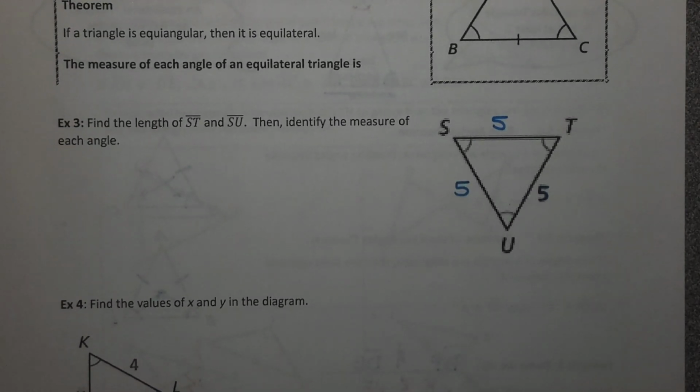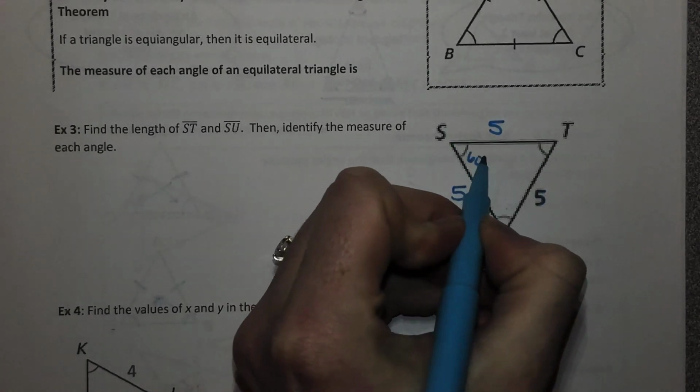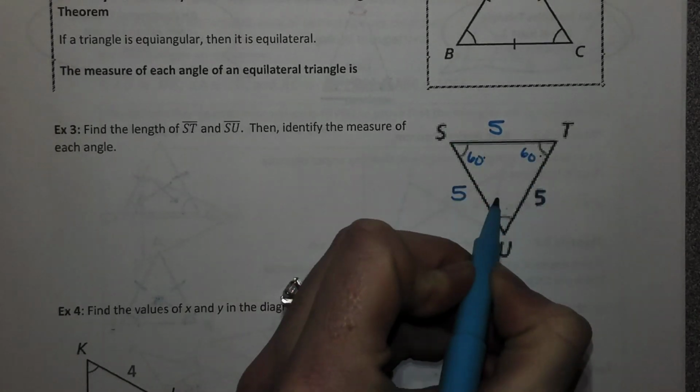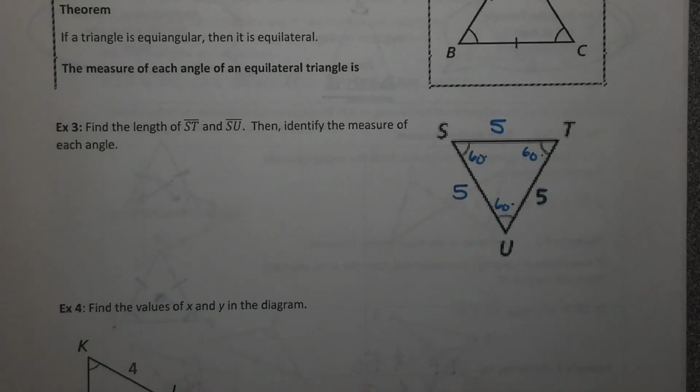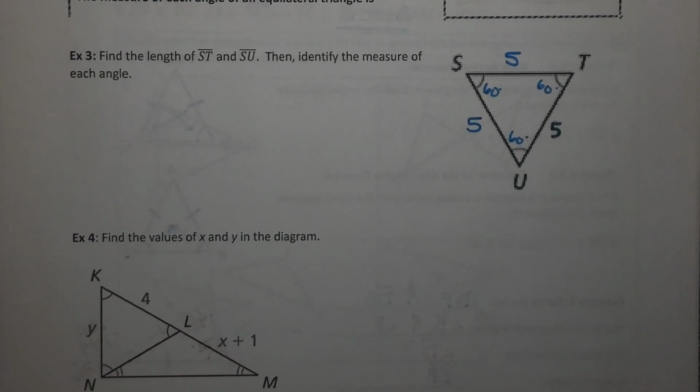Okay, then each angle was what? Each angle would be 60 degrees. It makes so much sense. Well, if we had to split 180 into 3 equal pieces, each one would have to be 60. Right? Yes. Okay.